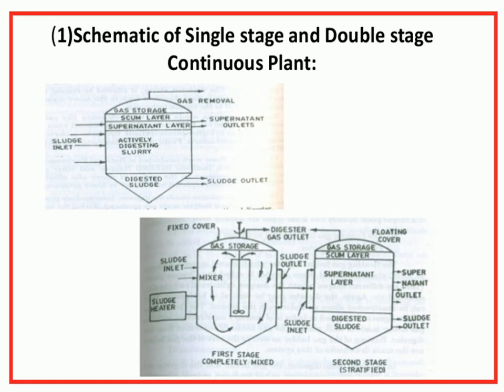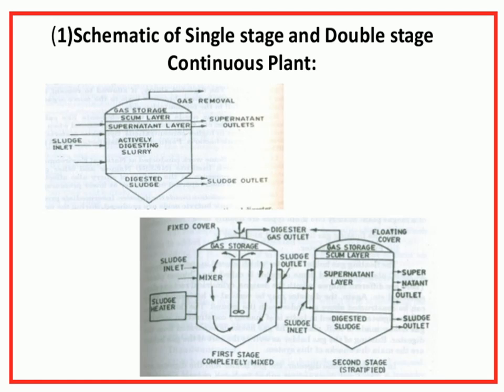Second technique, you can see two chambers are there. That is the double stage continuous plant. One has a fixed cover, another one has a floating cover. First stage, second stage. See there, in the first stage some acidic formation will take place, with the sludge input, with the heater arrangement, with the mixture arrangement. After the first stage, it is sent to the second chamber, where the complete gas production will take place. Hence, from this second chamber, the biogas is taken out.